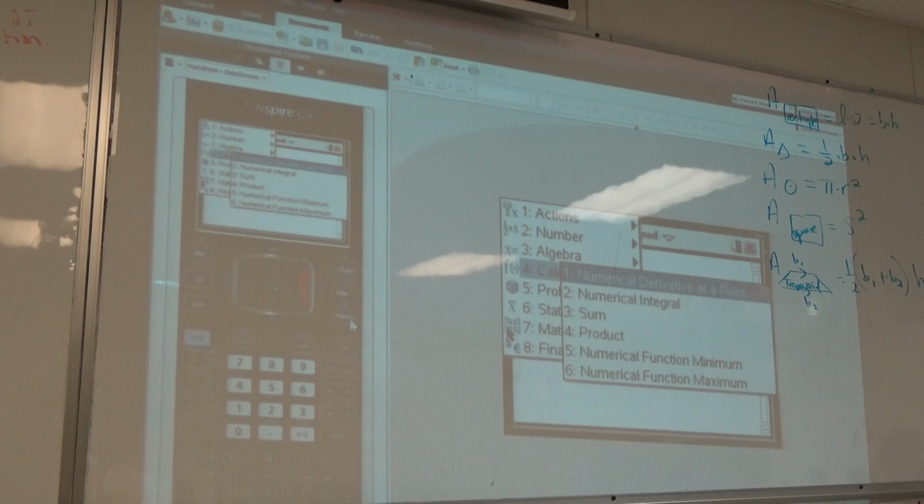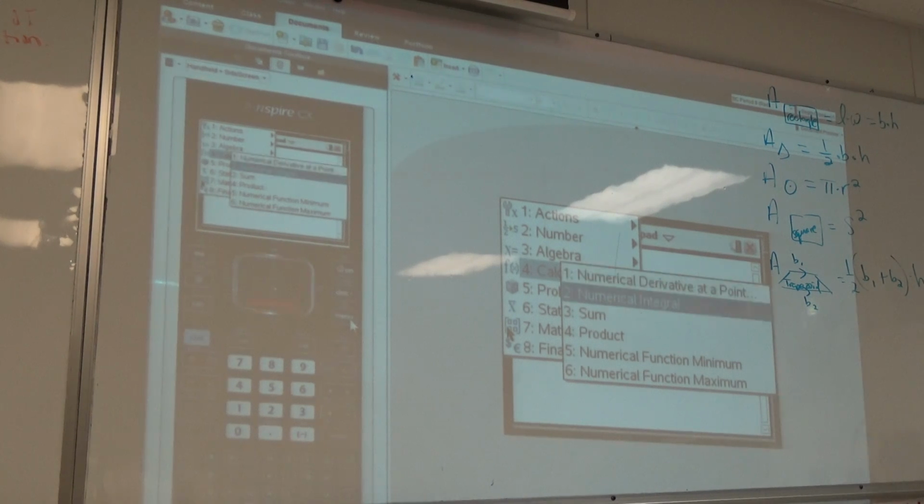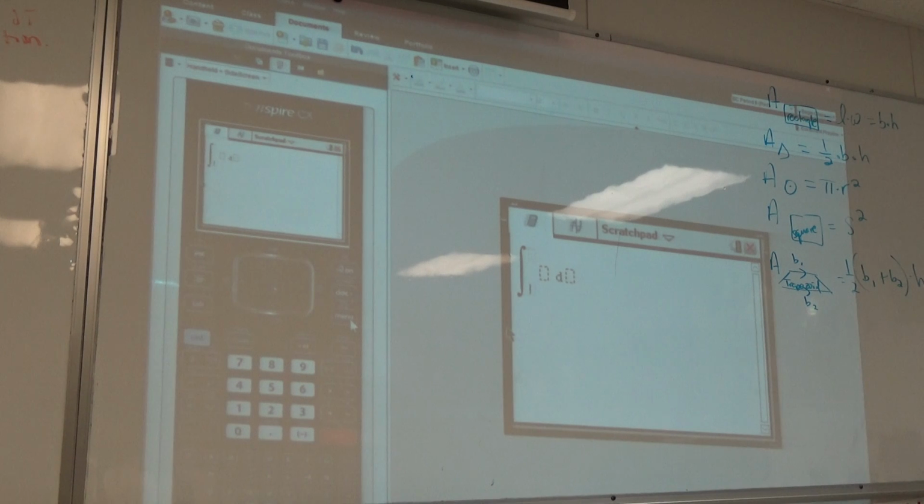Numerical integral. Option 2, numerical integral. Just hit enter. Yes, indeed, I did not sneak into your homes last night and put this in there. It's been there all along. Trust your instincts here. Fill in the boxes. We're going from 7 to 9.